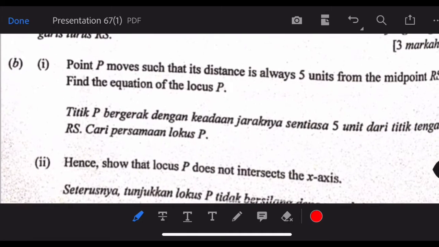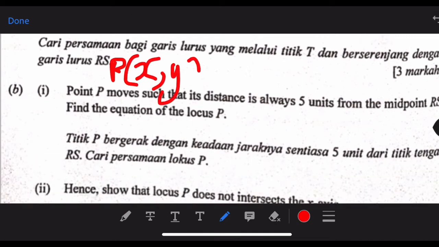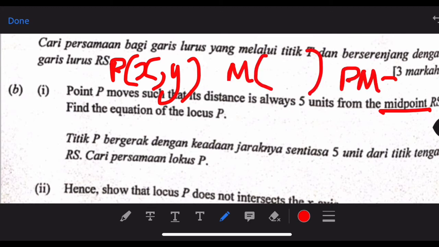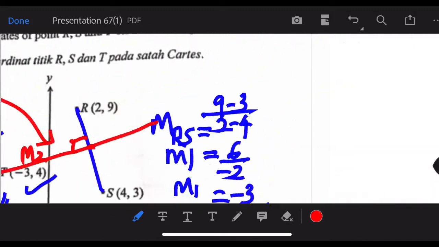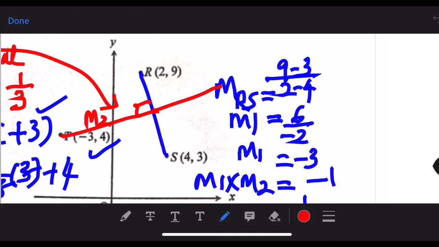Okay, so now the point P, the moment you see move, you quickly write x, y because it keeps on moving. So it's an unknown point. And the distance from the midpoint of RS is 5 units. Midpoint we need to find, and the distance is 5 units. Let's see where the midpoint for RS is. Midpoint should be at the middle, right? So we are going to plot here. This is the midpoint.